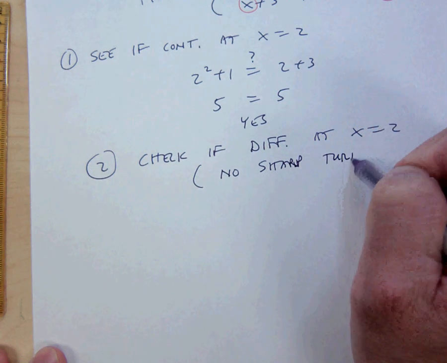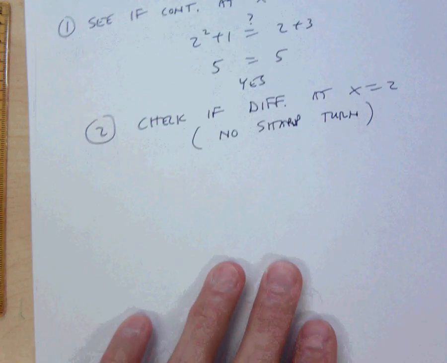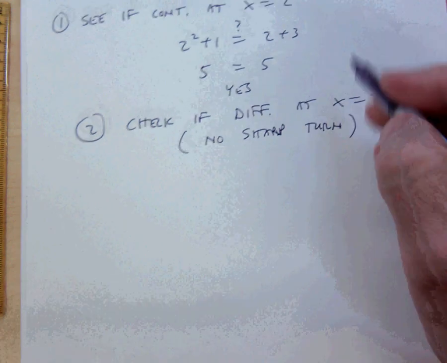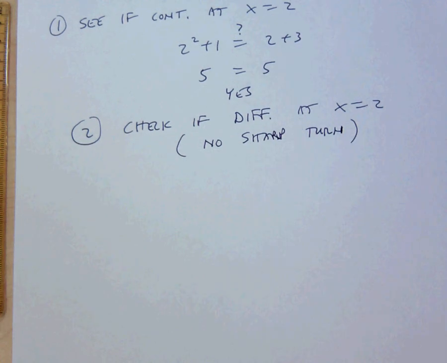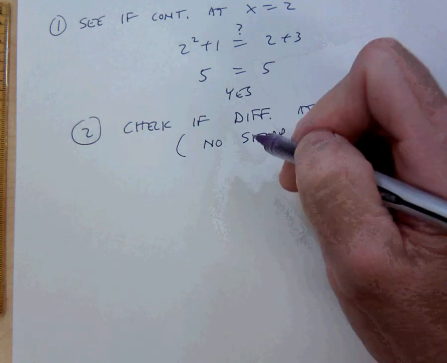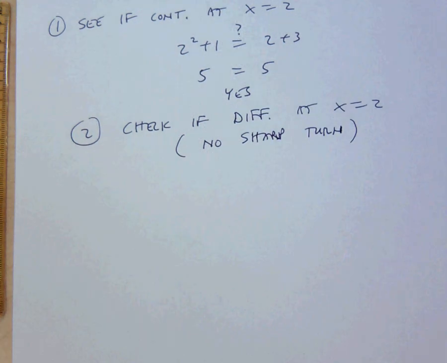And how do I determine if it's a sharp turn or not? And if you're not taking these notes down, when you go to study these two or three weeks from now, you're not going to remember what we did. So make sure you're writing all this down. No sharp turn, guys. All right, so how do I check if there's a sharp turn? Well, this is what you need to do.